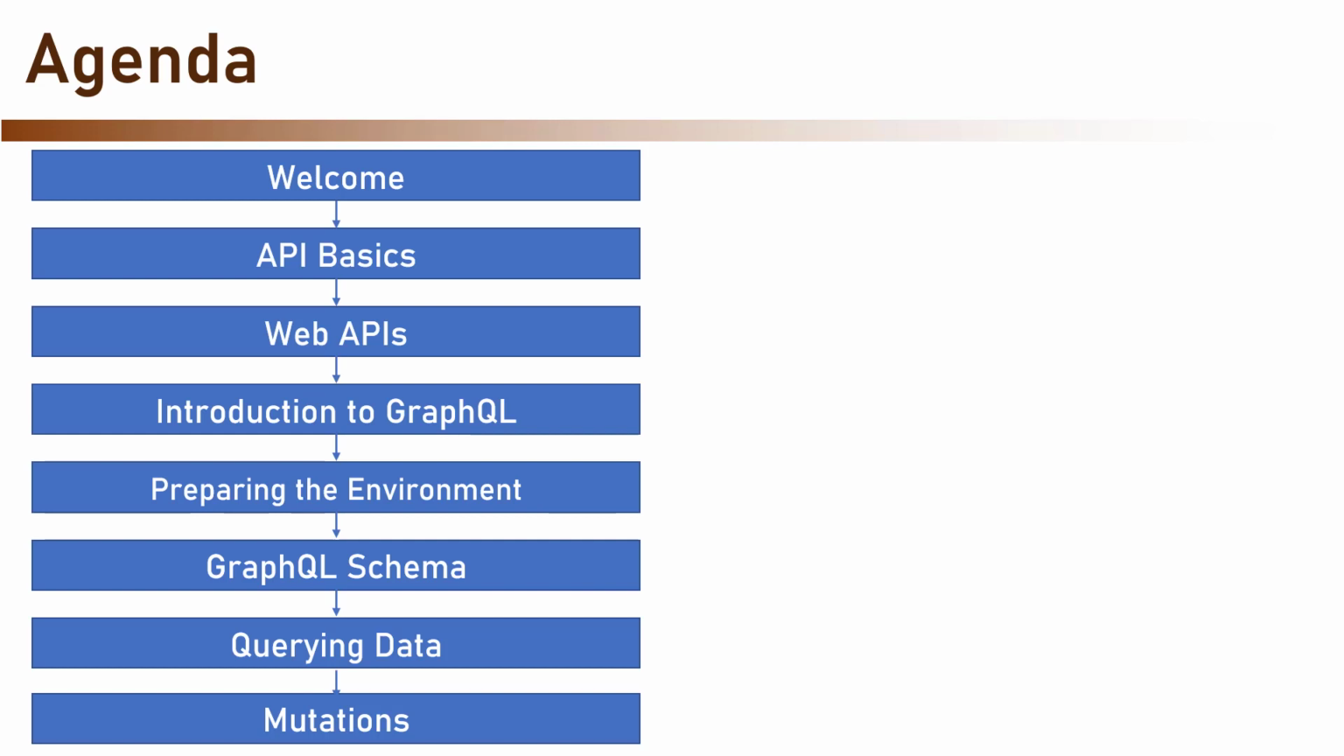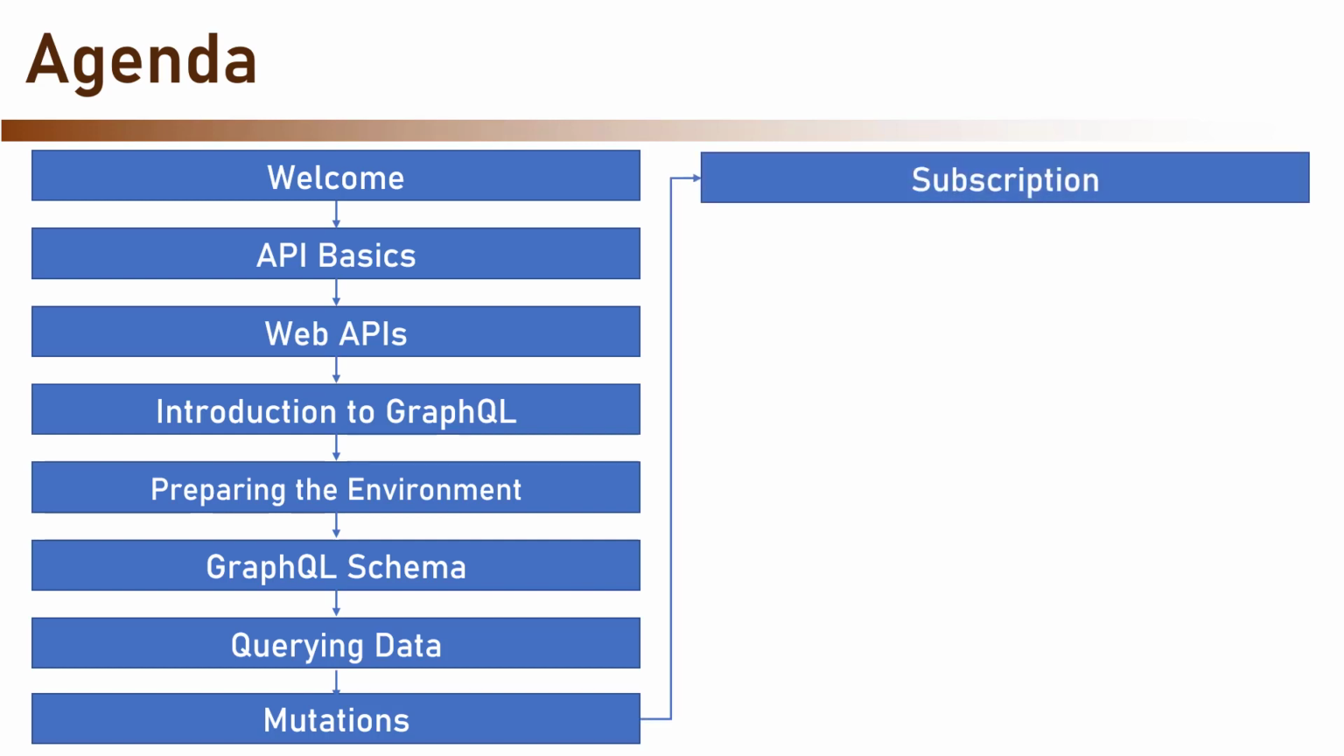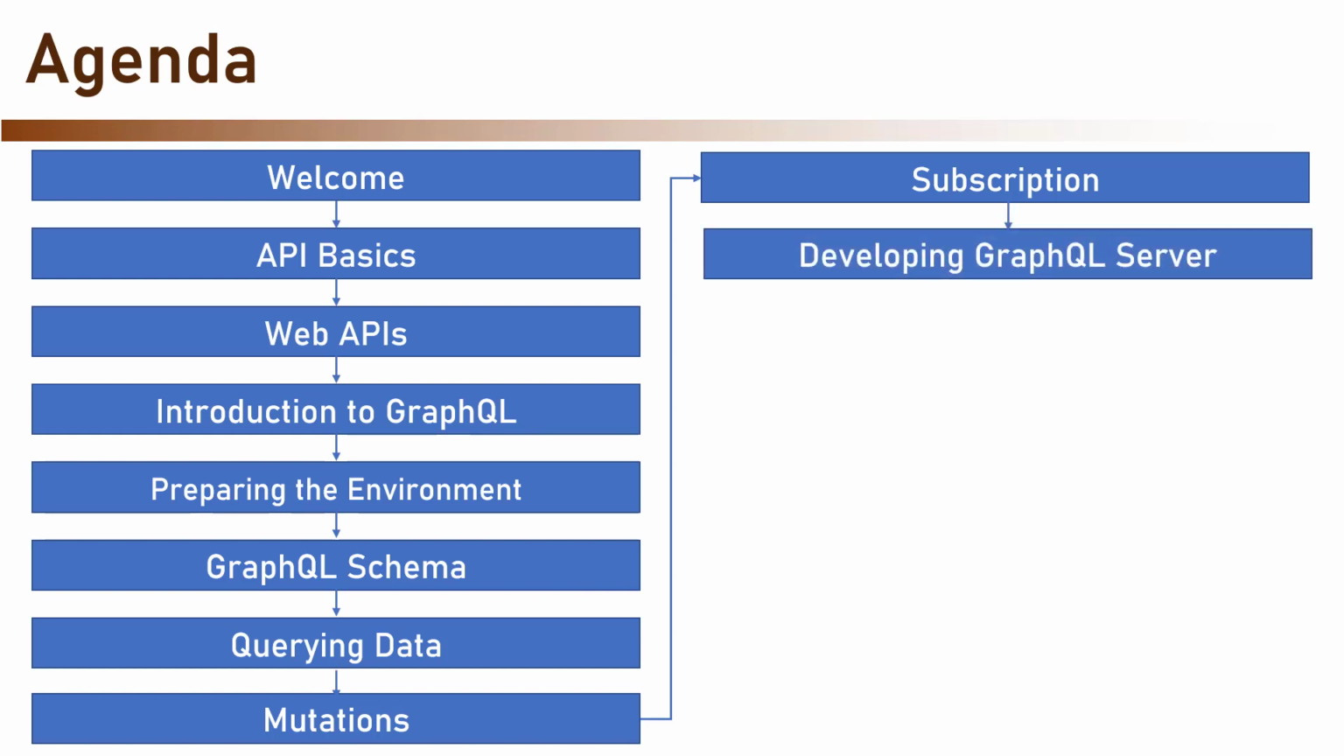After that, we will talk about mutations, which is how we can change data in GraphQL. And then we will learn about subscriptions, which allow us to get notifications when data is changed on the server. After that, we will see how to actually implement all the syntax and best practices we learned by developing a GraphQL server, and we will do that with .NET and Node.js.